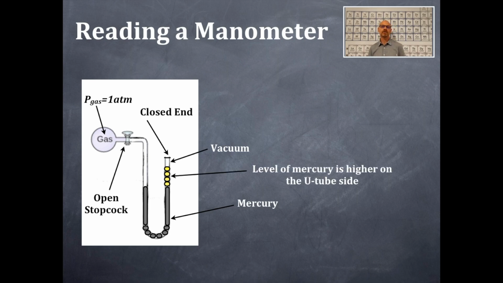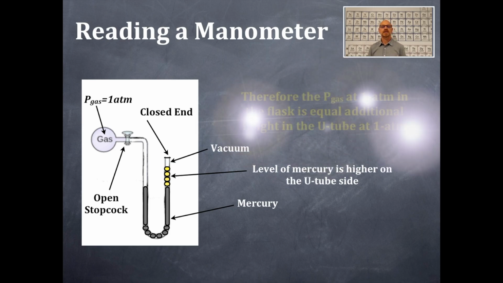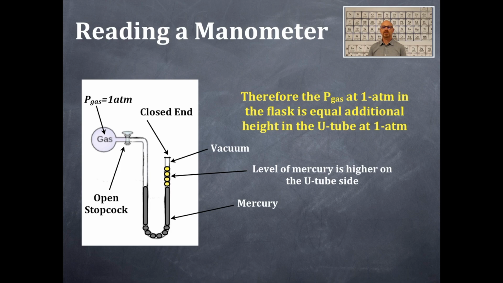You should see that the level of mercury is higher on the U-tube side, on the right-hand side, compared to the round bottom flask. This means the following: that the gas pressure in the flask at 1 atmosphere is equal to the additional height in the U-tube. So that U-tube height is equal to 1 atmosphere of pressure.